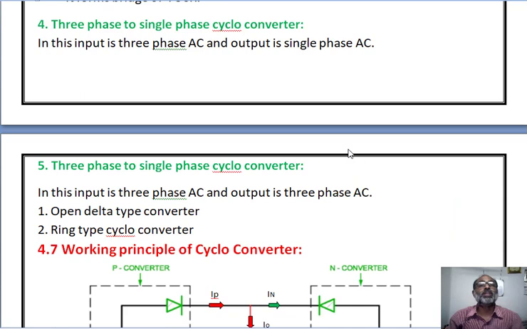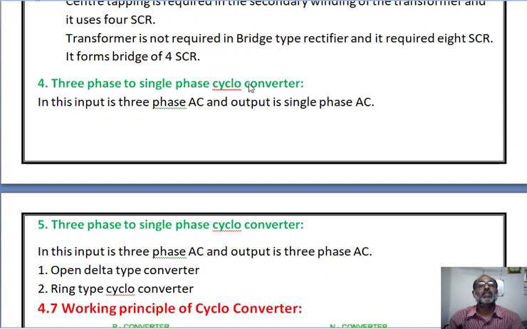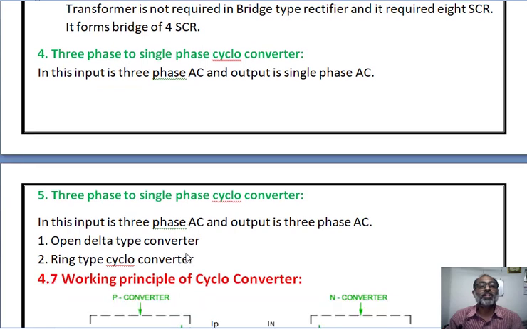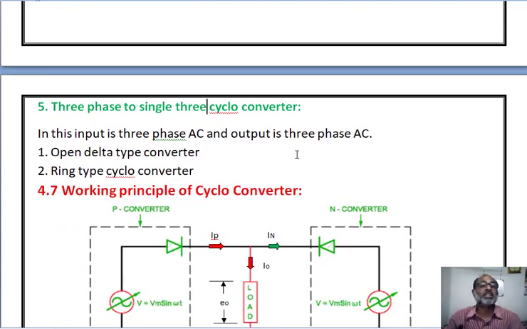Fourth, three phase to single phase cycloconverter. In this type of cycloconverter, the input is 3-phase AC and the output is single phase AC. Fifth, three phase to three phase cycloconverter. In this type of converter, the input is 3-phase AC and the output is also 3-phase AC. There are two types of 3-phase to 3-phase cycloconverter: first, open delta type, and second, ring type cycloconverter.